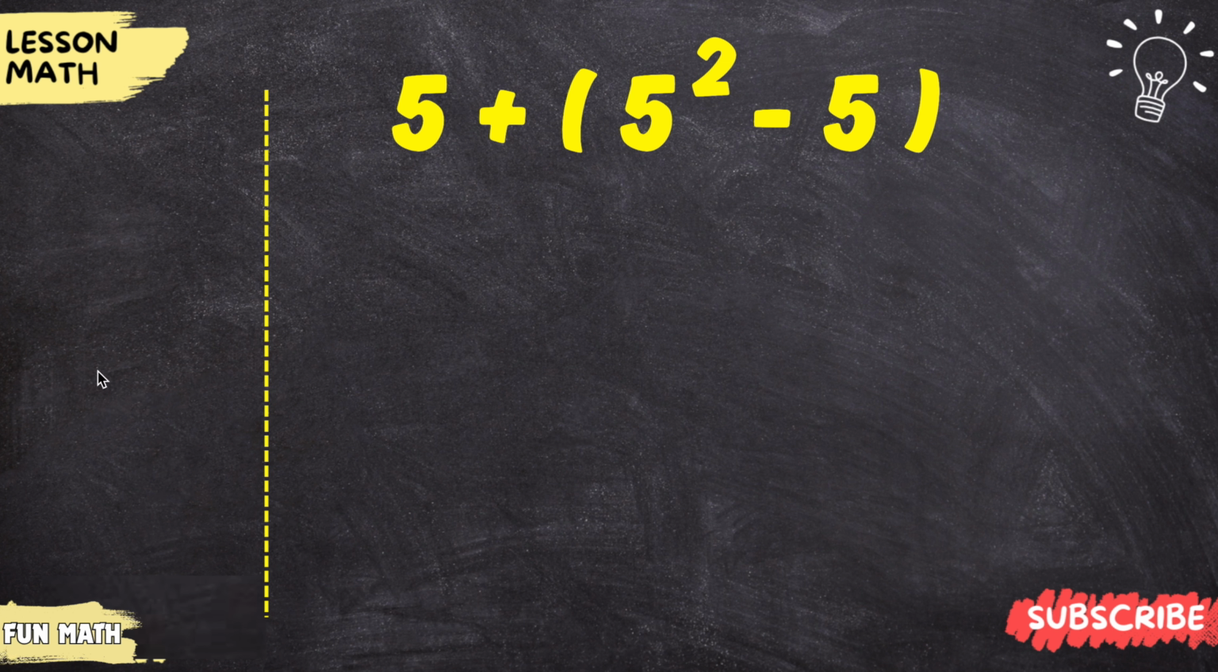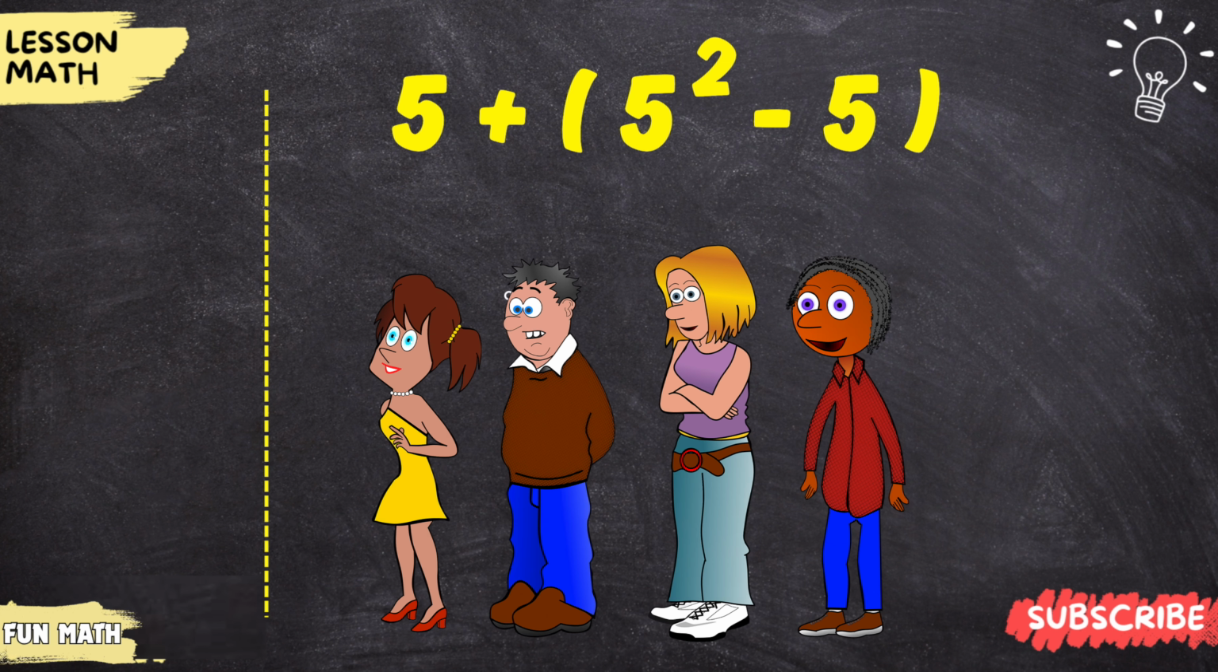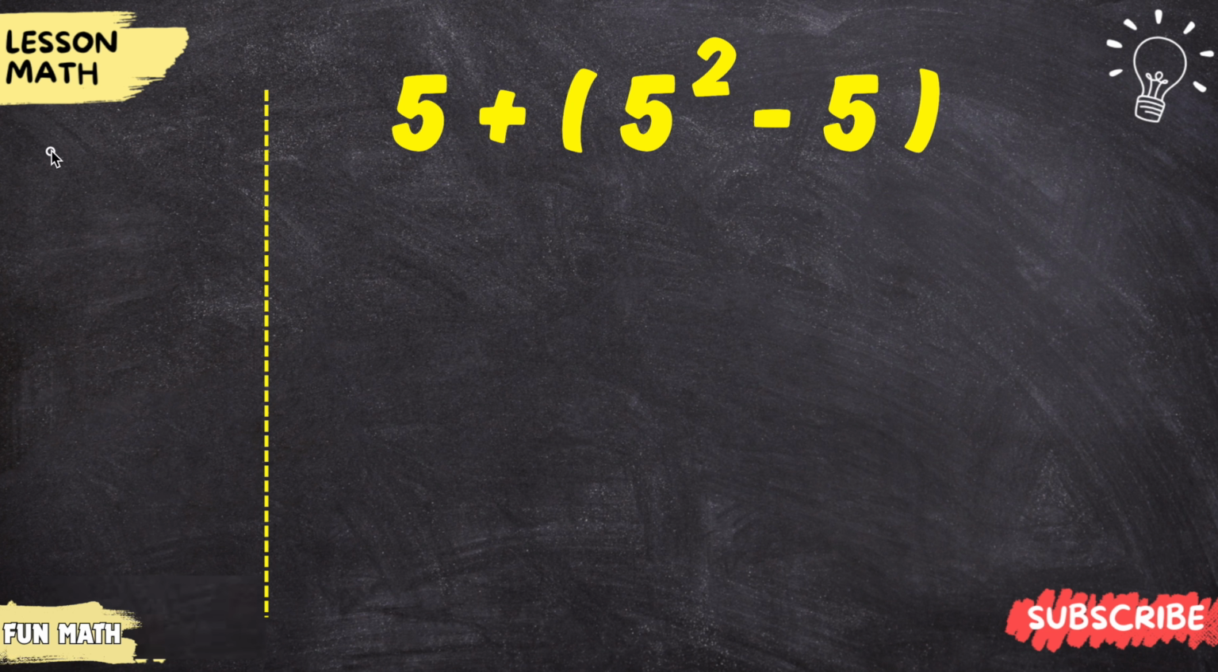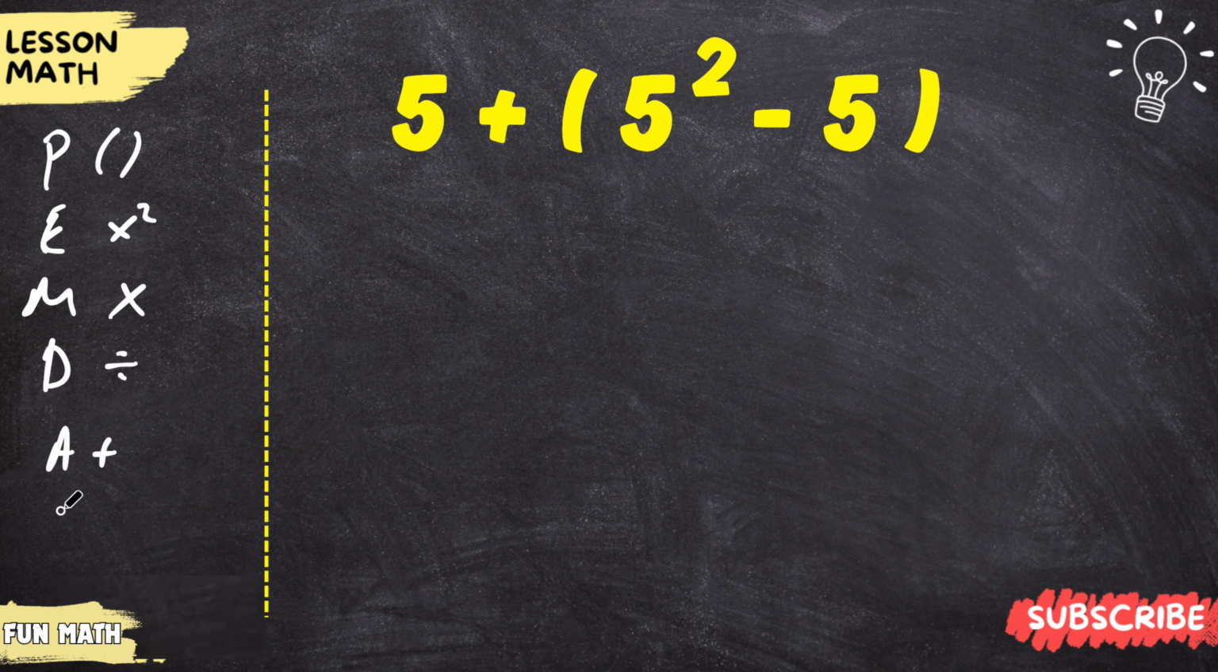The rules we use when solving these questions are called order of operations. We code them as PEMDAS. P stands for parentheses, E stands for exponents, M stands for multiplication, D stands for division, A stands for addition, S stands for subtraction.